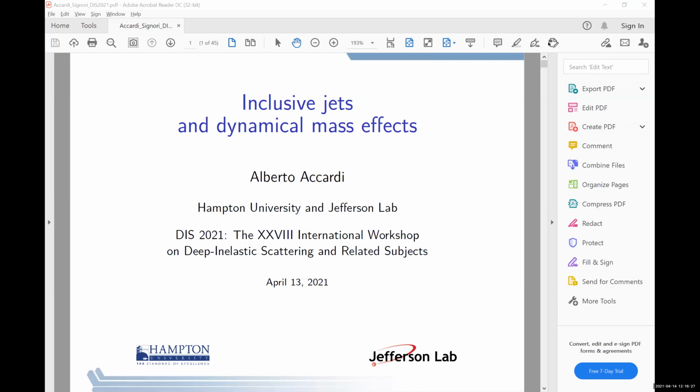And the first speaker is Alberto Accardi, who will talk about inclusive jet and dynamical mass effects. So please go ahead, Alberto. And the floor is yours.